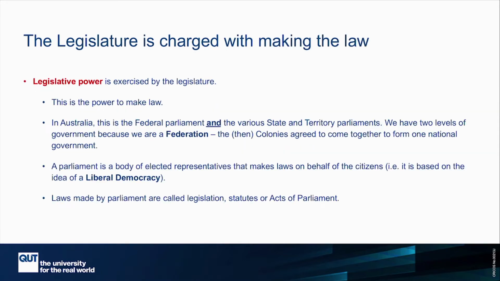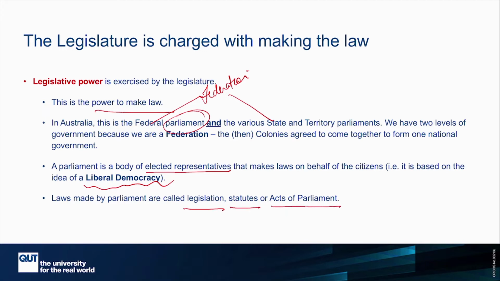So legislative power, or the power to make the law, is in Parliament, federal Parliament or the state Parliament, depending upon which level of government we're talking about. In that sense, it's a reflection of our system of government as a federation. So the Parliament are elected representatives that make laws on behalf of the citizens. That's why we're a liberal democracy. The law that they make is called legislation, statutes, or acts of parliament. They all mean the same thing.